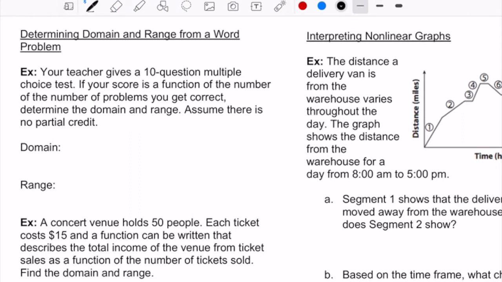The first example says you're given a 10-question multiple choice test, and your score is a function of the number of problems you get correct. You're trying to determine the domain and range. Assume there is no partial credit. We also have to assume that the test is being scored out of 100 points.